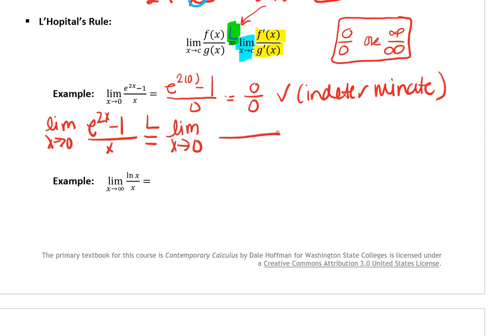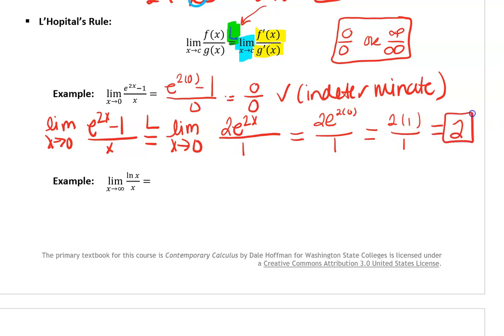Now, you're going to take the derivative of just your numerator, which would be 2e to the 2x. Derivative of negative 1 is just 0. Derivative of x is 1. Now, once I took it under L'Hopital's rule, I'm going to evaluate this problem again, and that gives me 2e to the 2 times 0 over 1, which is e to 0 is 1 times 2 gives me 2 times that 1 all over 1, so I just get a value of 2.